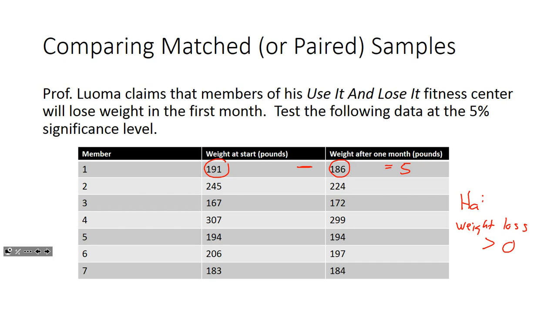Now if you scrutinize this, you might see that there's, for instance, in our last data line there, person comes in at 183, leaves at 184, that's a -1. That's actually a weight gain in this case. A negative weight loss is a weight gain. Well, when we do a test, we're not actually going to enter both of these columns. We're going to do a test based on these figures here.